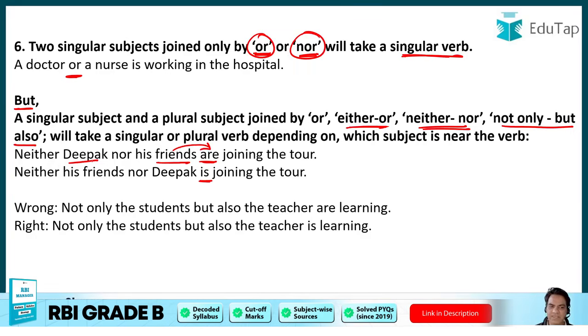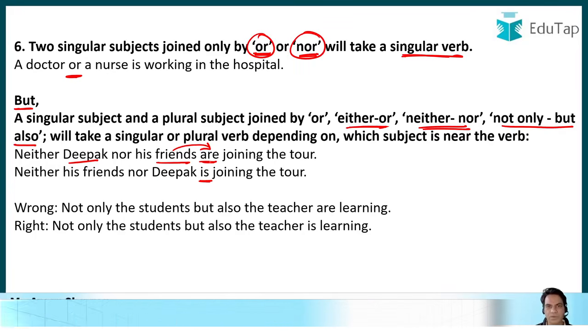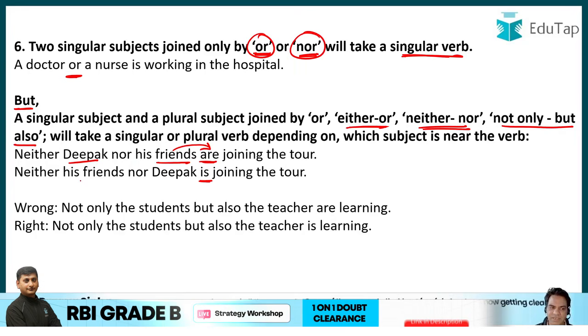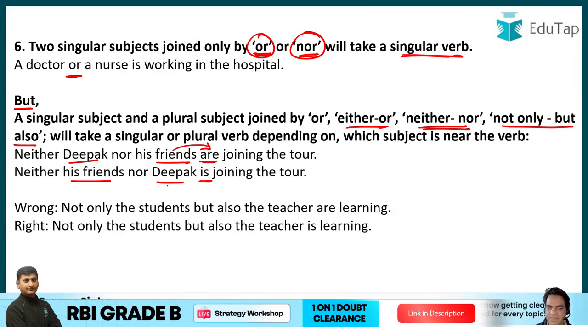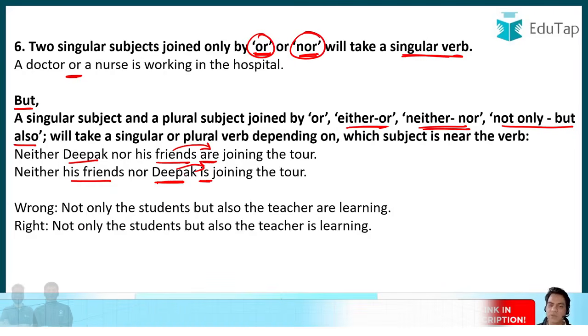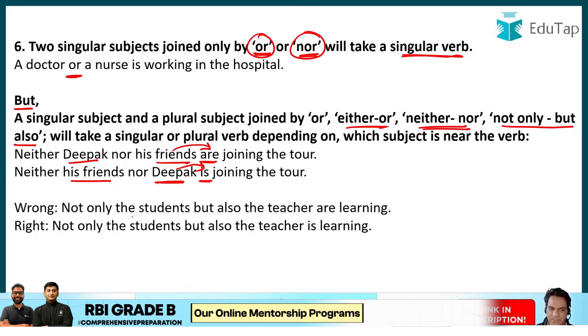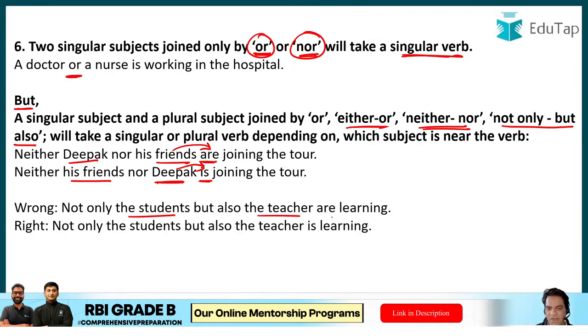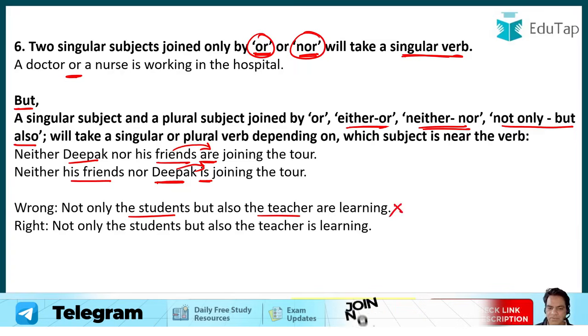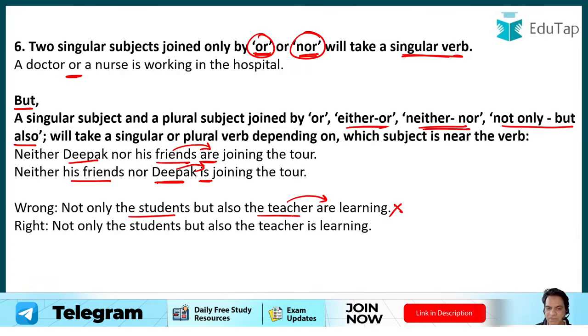For example, neither Deepak nor his friends. Which noun is closer to the verb? Friends. It will take a plural verb. Now if we reverse it, neither his friends nor Deepak. Now which noun is closer to the verb? Deepak. It will take a singular verb. For example, not only the students but also the teacher are learning. No. Why? Because the noun closer to the verb is teacher.